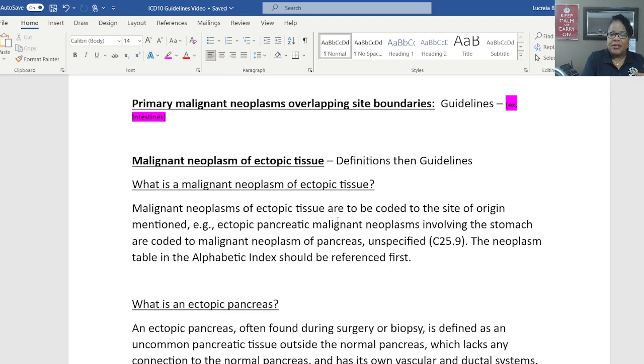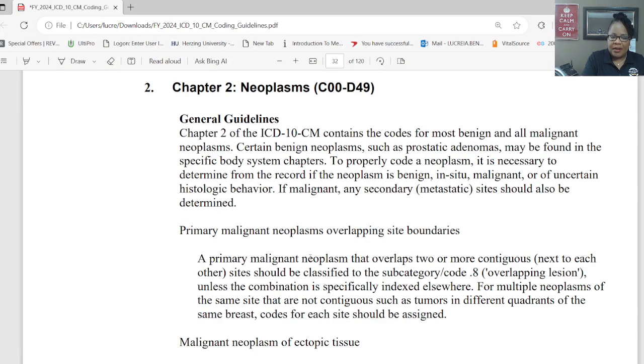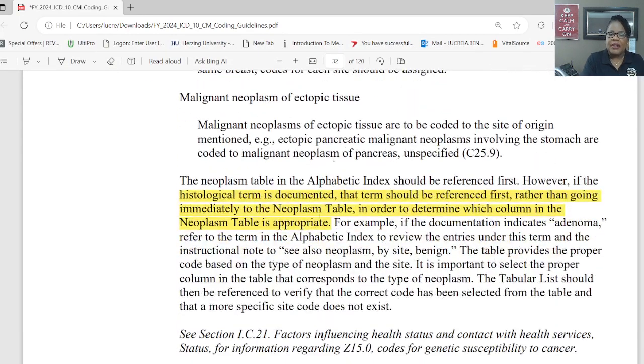It's out of place. So let's see what the guidelines say about malignant neoplasm of ectopic tissue. Here it is. Malignant neoplasms of ectopic tissue are to be coded to the site of origin mentioned. Ectopic pancreatic malignant neoplasm involving the stomach are coded to malignant neoplasms of pancreas, unspecified. Now it makes sense. Okay, I got it. And they left a note. The neoplasm table in the alphabetic index should be referenced first.